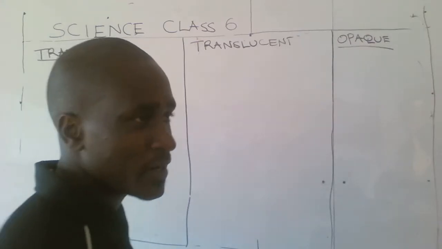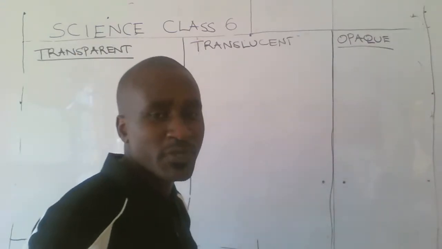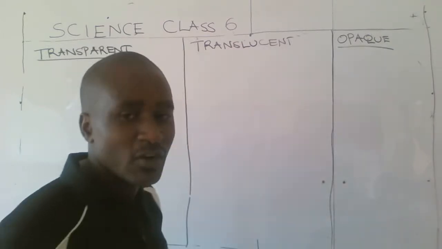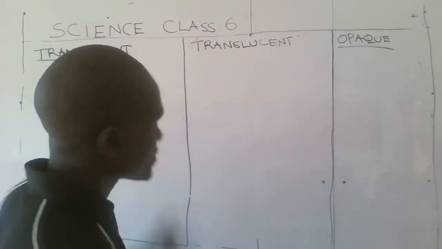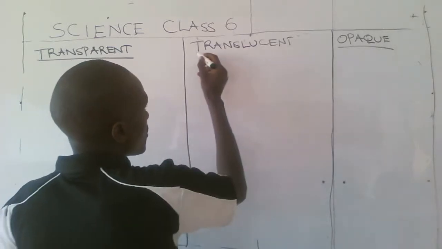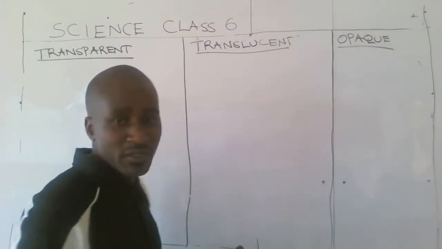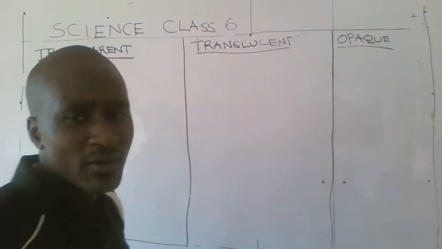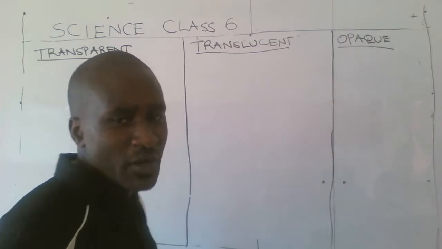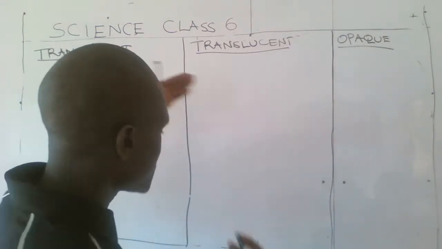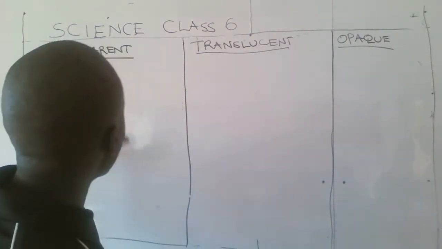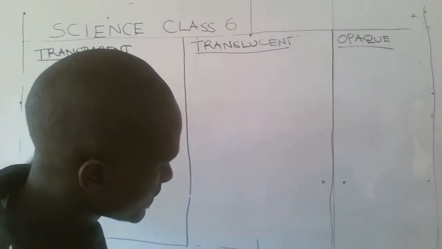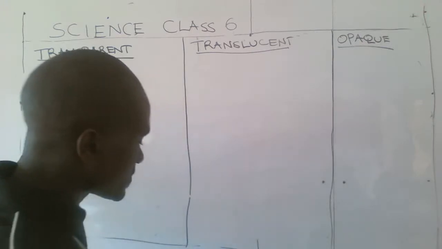We are going to learn about how light behaves when it interacts with three kinds of materials: transparent materials, translucent materials and opaque objects. How does light behave when it interacts with these three kinds of materials? First, we will start with the transparent materials, and we will define what these are.